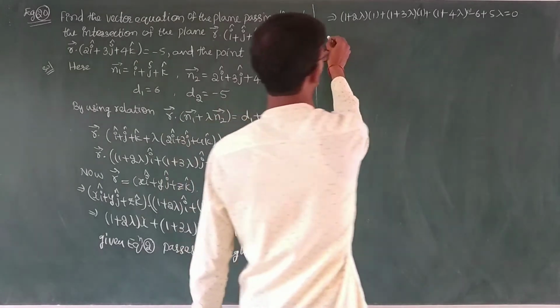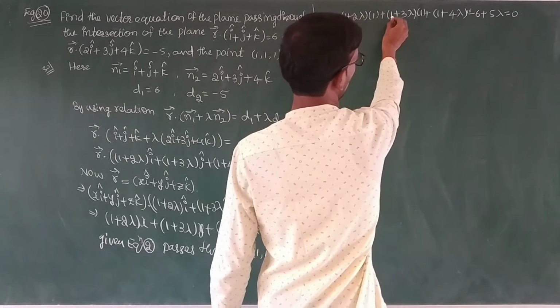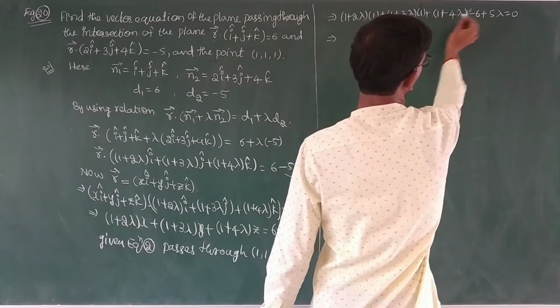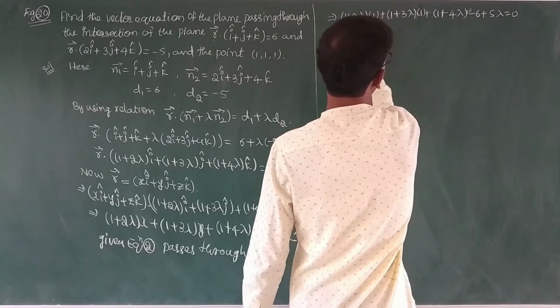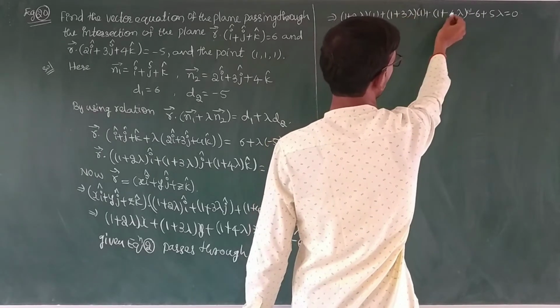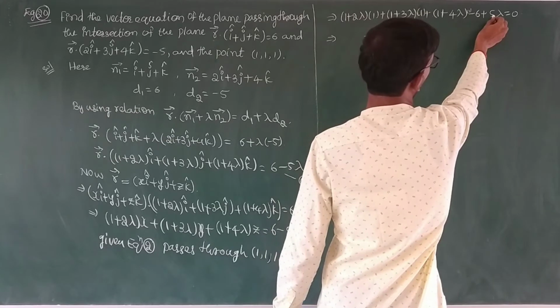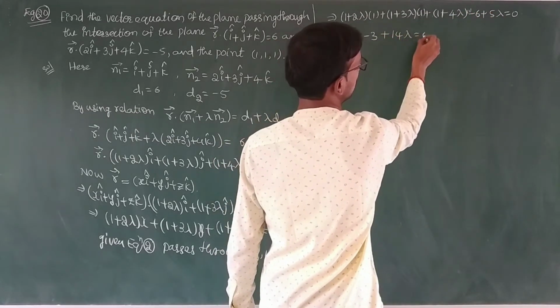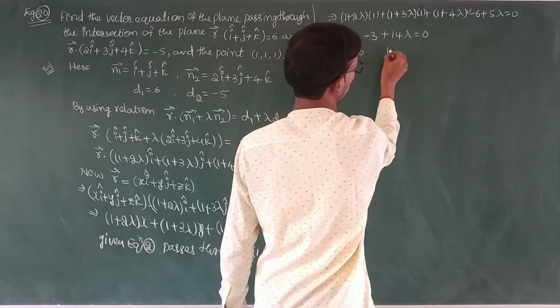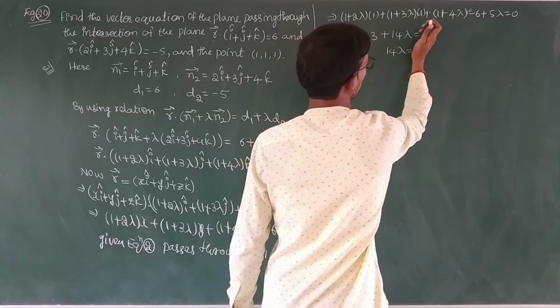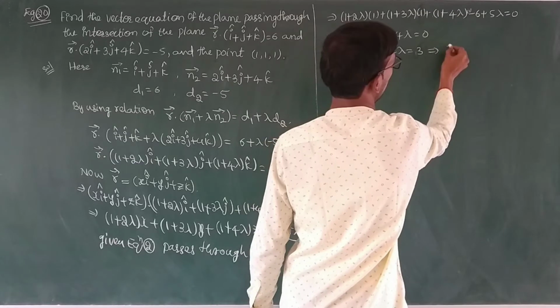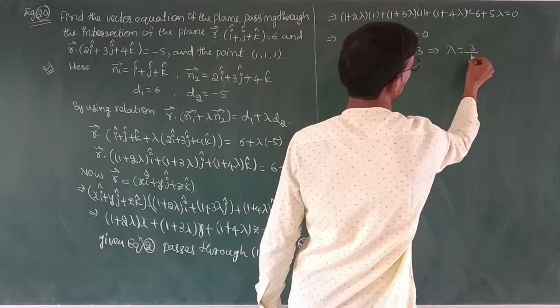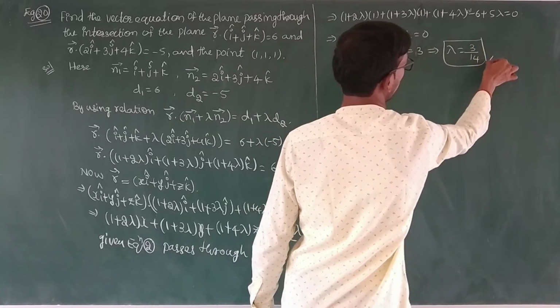So now simplify this one. 1 plus 1, 2 plus 3, 3 minus 6, minus 3. 2 lambda, 3 lambda, 5 lambda, 5 lambda, 10 lambda plus 4 lambda, 14 lambda is equal to 0. This implies 14 lambda is equal to 3. Lambda is equal to 3 by 14.